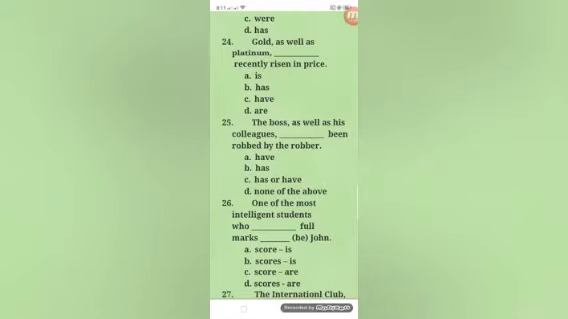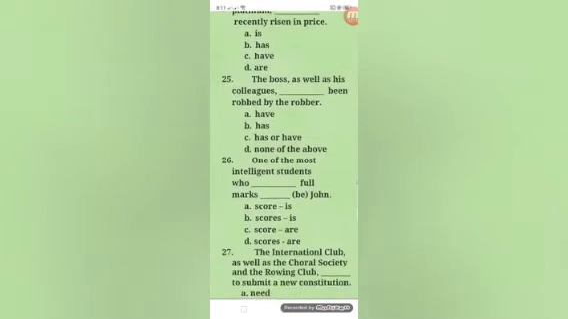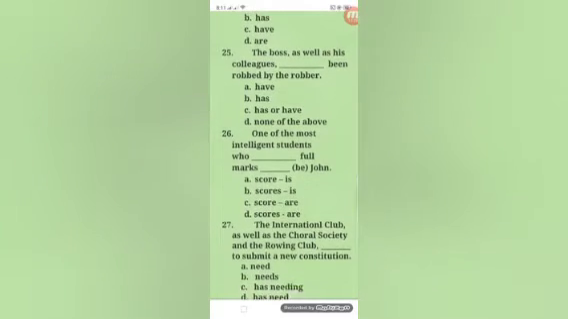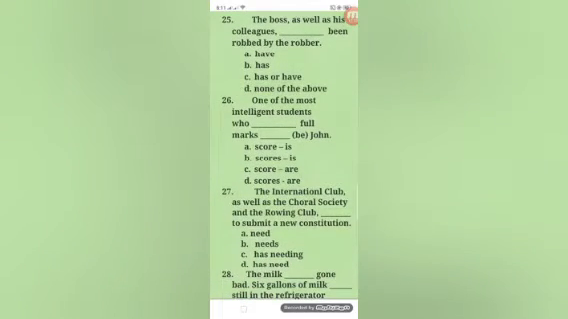But since it's singular, gold, so has. Okay, there you go. 25, the boss as well as his colleagues. As I've told you, this is related to 24. The boss is the subject here because as well as his colleagues is just an intervening phrase. So it doesn't affect the subject verb agreement. So the subject is the boss, and it takes a singular verb. So we would say has been robbed by the robber. Okay, has been. Letter B.